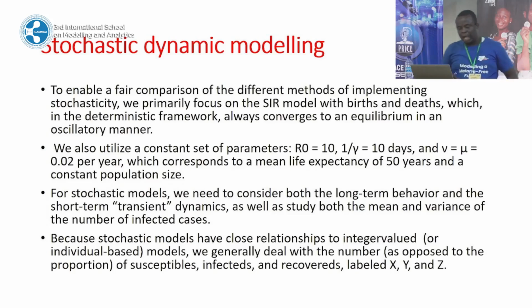Now, we also utilize a constant set of parameters: R naught equal to 10, and 1 over gamma equal to 10 days, which is the average infectious period, and then the mu, that's the natural death, which corresponds to an average life expectancy of 50 years, and a constant population size.